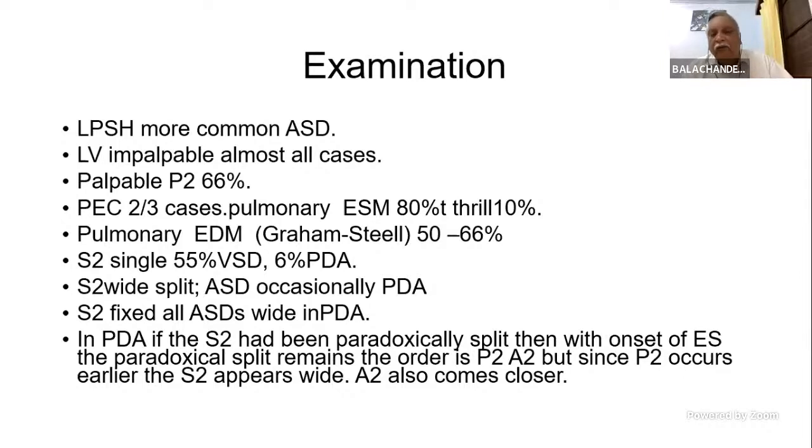Remember, one condition in which the pulmonary artery second heart sound P2 is heard at the apex, but there is no pulmonary arterial hypertension, is ASD. ASD is the only condition in which P2 can be heard at the apex, but there need not be a pulmonary arterial hypertension. Next slide.